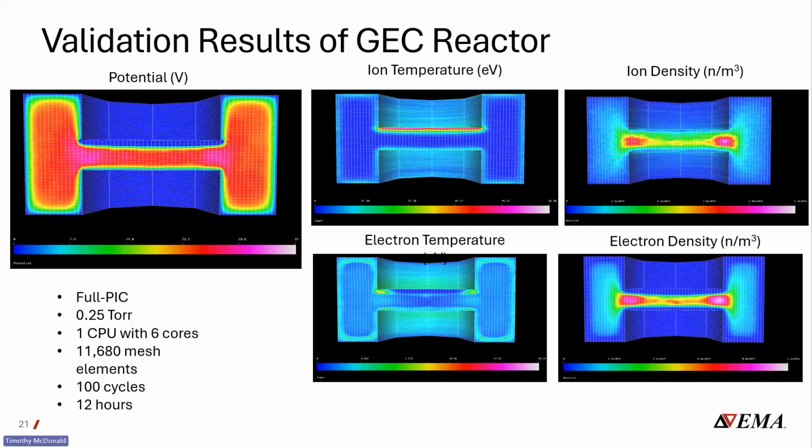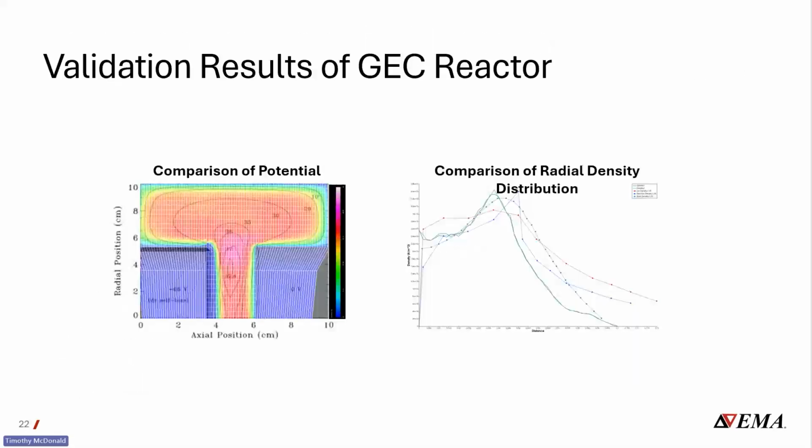It's at 0.25 torr, run on not a very aggressive CPU. You can run this demo on a laptop with 6 cores. This is 11,680 mesh elements. We're doing 100 cycles, and by cycles I mean RF cycles. So we're taking it to the point where we're getting close to equilibrium, and it runs in 12 hours on a laptop. So you can imagine accelerating this on bigger hardware. You could do much better than that. And the validation results, the potential overlaid with the publication, absolutely match up. And the radial density distribution absolutely matches up.